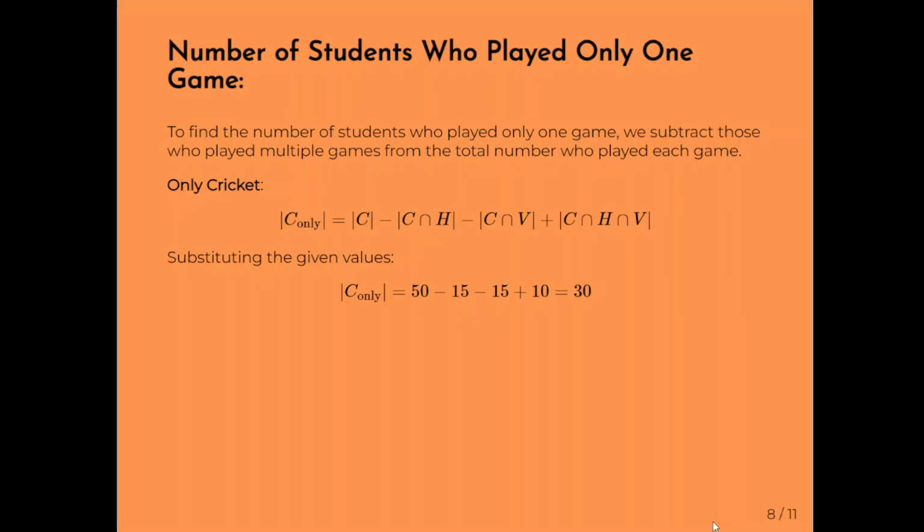It's a little bit counterintuitive, that plus cricket and hockey and volleyball. But think about it, because you've actually subtracted these values twice already, which is what I'm getting at. You subtracted it when you went from cricket and hockey, and you subtracted it when you looked at cricket and volleyball. So you've done it twice, and this is to correct for that mistake. So 50 minus 15 minus 15 plus 10 is 30. So 30 students play cricket only.